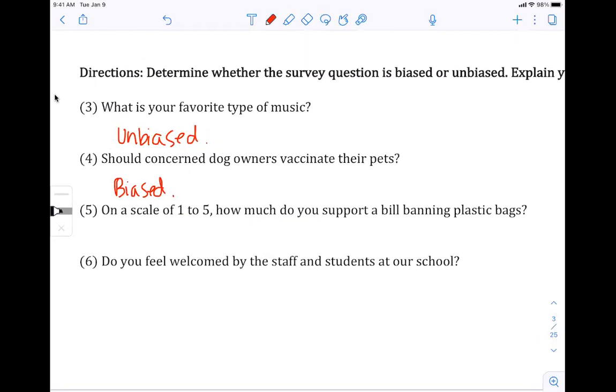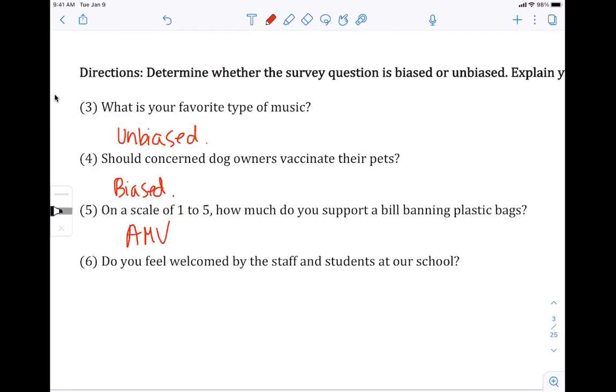Now the next one just says, on a scale of 1 to 5, how much do you support a bill banning plastic bags? I've seen a lot of different answers on this one. Some students have said this is unbiased, and I would agree. Now you could argue that this one could be biased because they don't really explain the scale. So there are a lot of answers that could vary. But like I said, as long as you justify it and give a valid reason, then more than likely you're going to be correct.